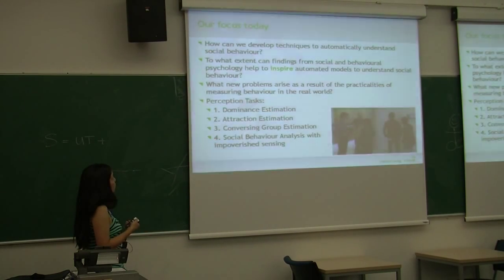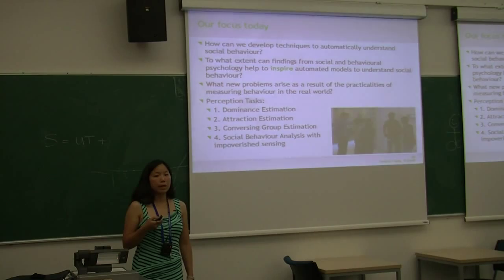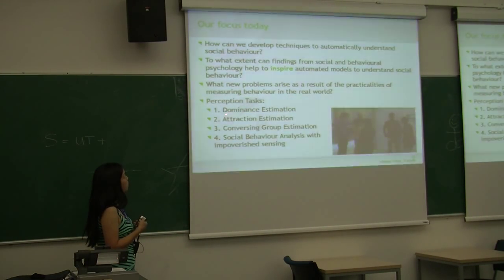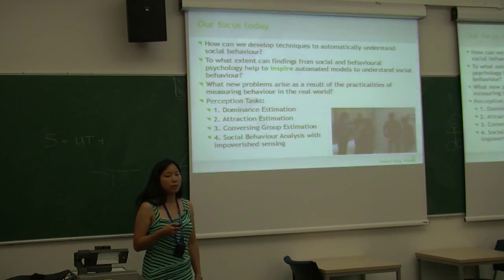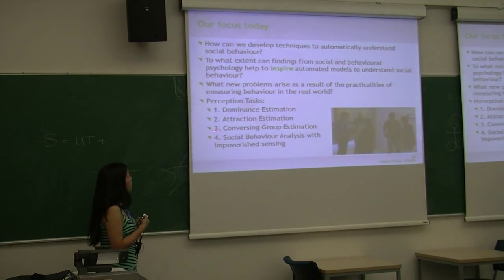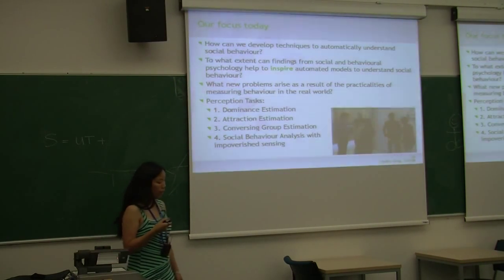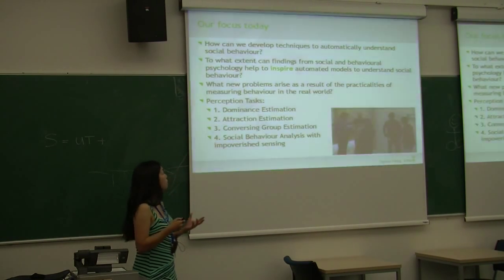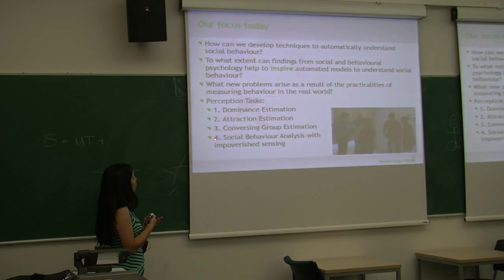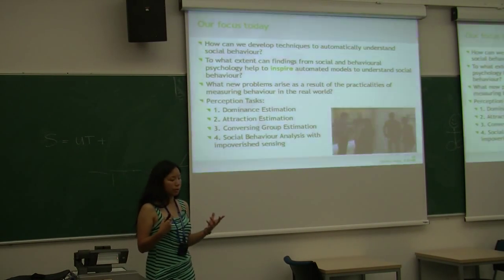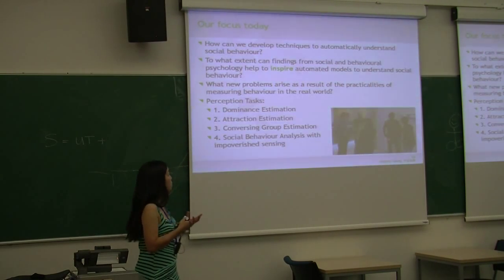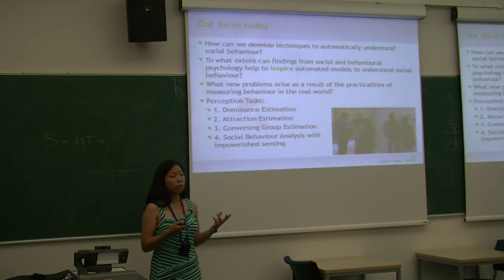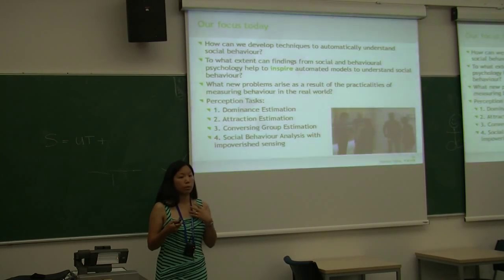So these are the 4 tasks that I will be presenting today. The first one will be about estimating dominance in meetings. The second one will be about estimating attraction during speed dates. The third one is based on the analysis of mingling scenarios where you don't know beforehand who's talking with whom, whereas in the first 2 you would. And then the fourth one is also about analyzing who is talking with whom, but whereas in the third case it will be with video-based approaches, in the fourth case it will be just using a single wearable accelerometer per person.